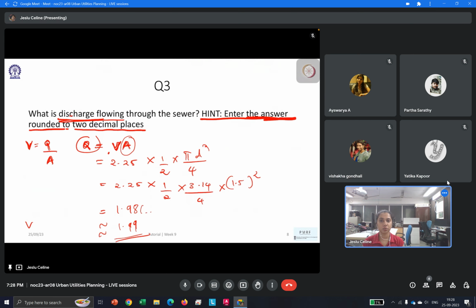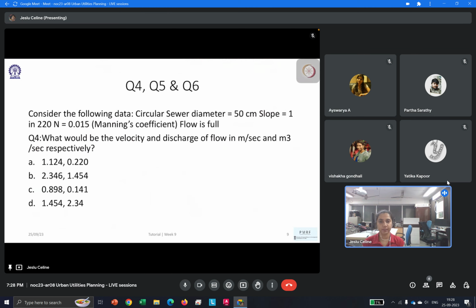Shall we proceed to the next question? Yes, ma'am. So questions 4, 5, and 6, again, are numericals. The data given is: a circular sewer of diameter 50 centimeters, slope 1 is to 220, and n is equal to 0.015, which is Manning's coefficient, and flow is full. The previous one was flowing half, now the flow is full.